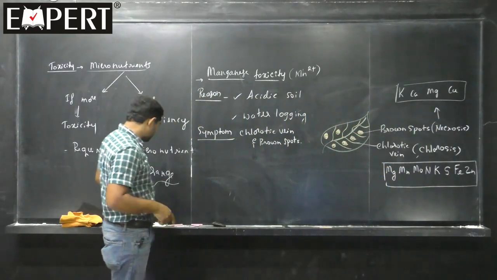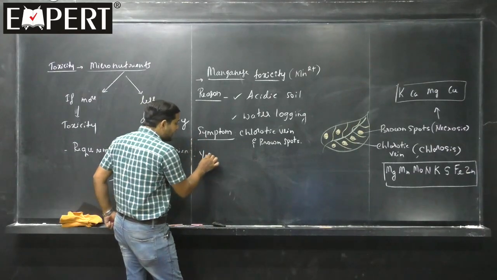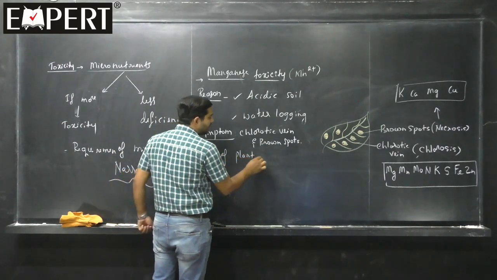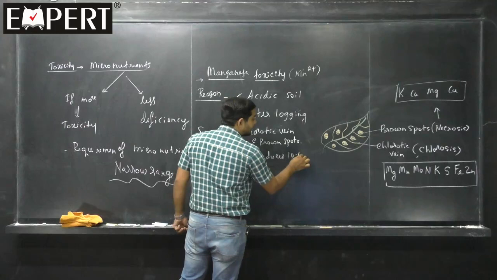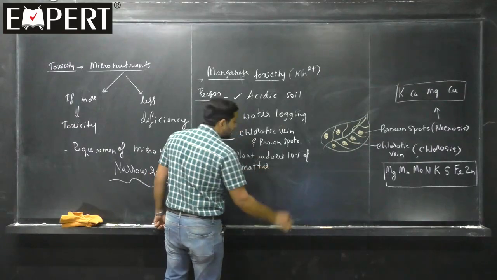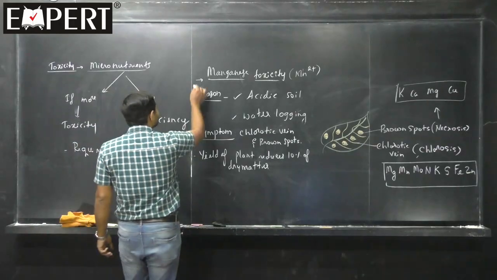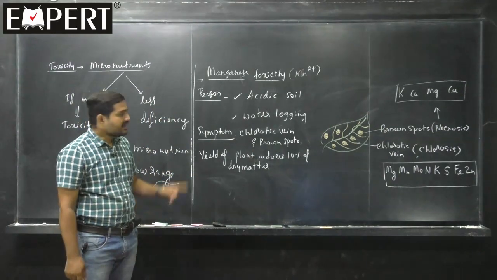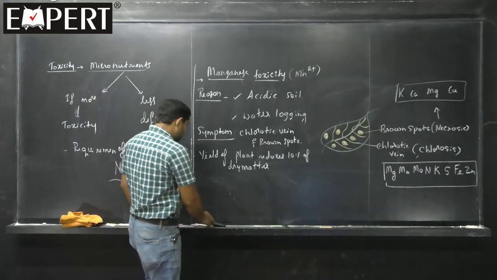Before that, we understood the symptoms now. Because of the symptoms, what happens? The yield of the plant goes on reducing, by 10% of dry matter. If it decreases by 10%, it means that the plant is suffering from toxicity, and the toxicity which I am discussing is called manganese toxicity here. Till now things are very clear, I think, for you.